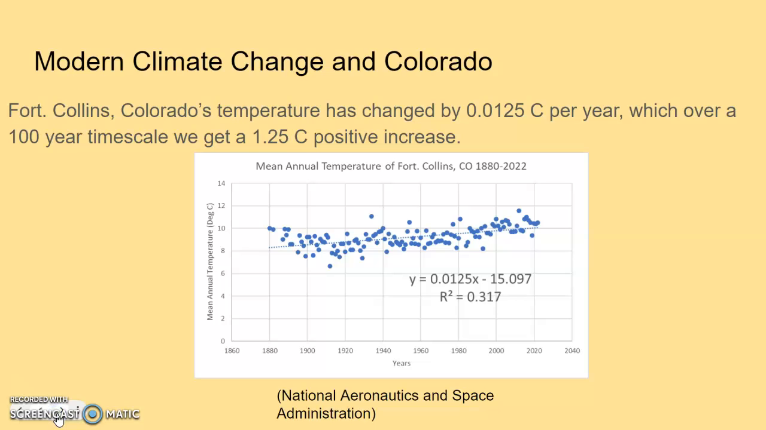As you can see from the graph, Fort Collins is one of the closest cities to Loveland, and our temperatures have changed by 0.0125 degrees Celsius per year. This change isn't that much, but over a 100-year timescale, we have a 1.25 degrees Celsius positive increase.